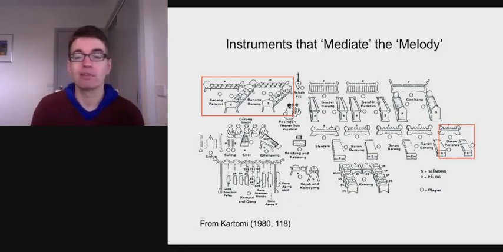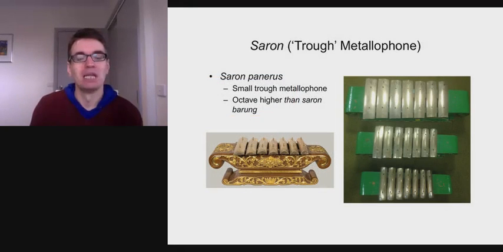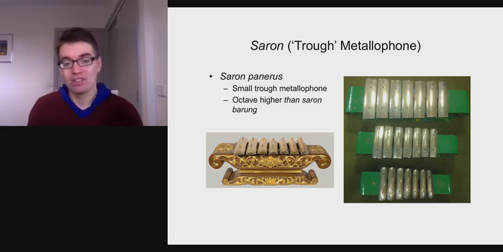So let's talk about the saron panerus first, which is the instrument to the right of the screen. The saron panerus is made in the same way as the saron barung and the saron demung. It's a trough metallophone. However, it's an octave higher than the saron barung, and it produces a very high-pitched sound.